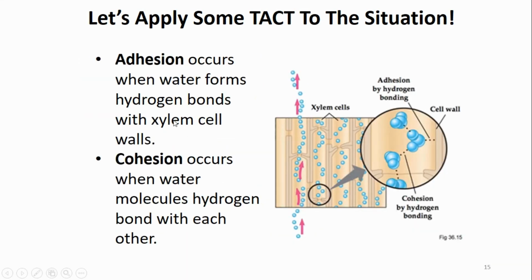The second factor is adhesion, where the water sticks to the sides of the cell. So adhesion refers to when the water bonds to xylem cell walls, where it sticks to sides of the cell. Cohesion is when water sticks to each other. So adhesion is when water sticks to something else. Cohesion is when water sticks to each other. It allows you to draw things up through a straw.